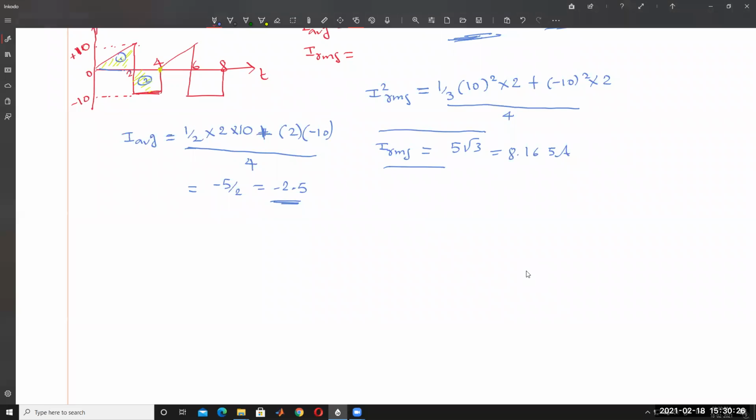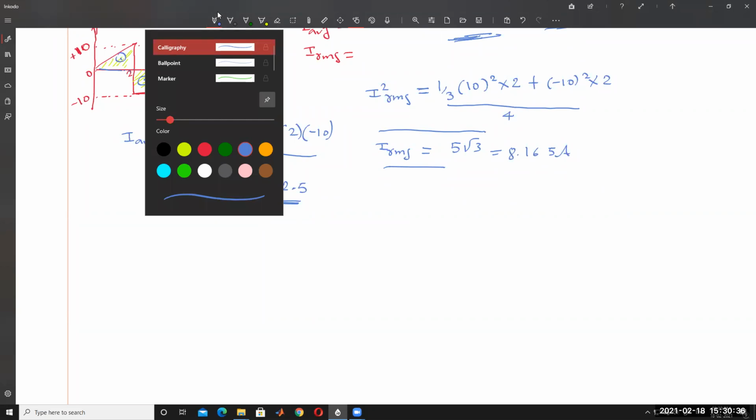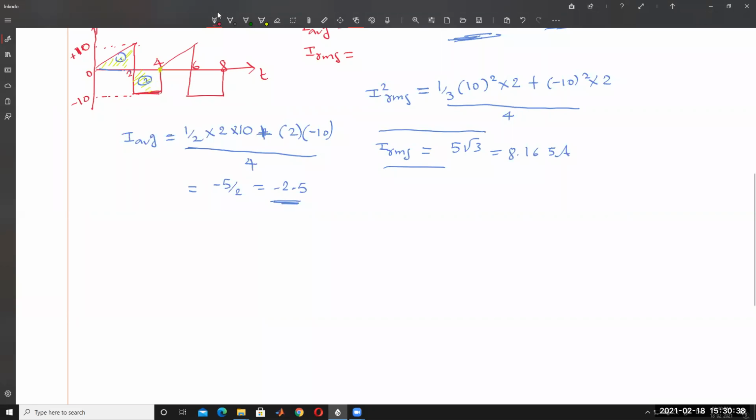And take another example so you can easily understand the concept. Let's take another waveform. So this is the waveform.